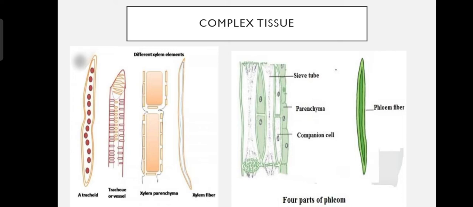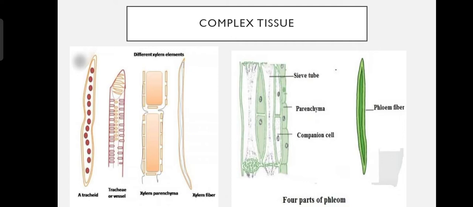Cells of xylem tissue are thick-walled, tubular and dead. This tissue has four types of cells. First, xylem tracheids, second, xylem vessels, third, xylem parenchyma and fourth, xylem fiber. You can see in this picture different xylem elements: xylem tracheids, xylem vessels, xylem parenchyma and xylem fibers.